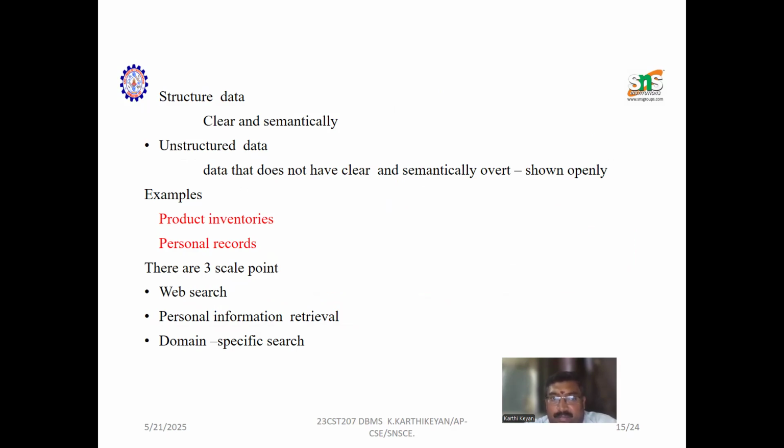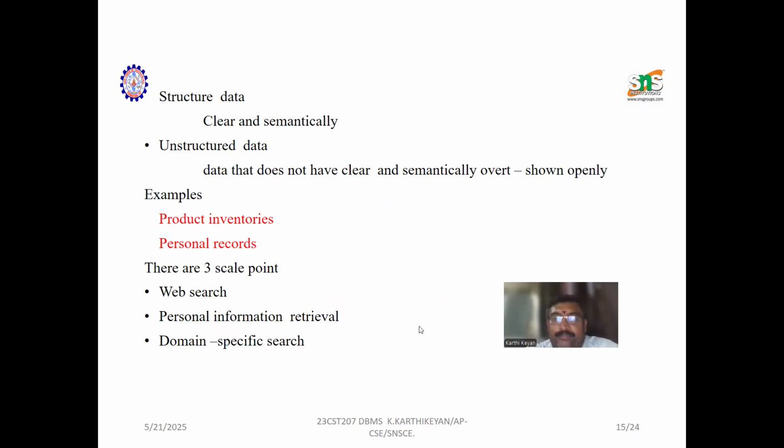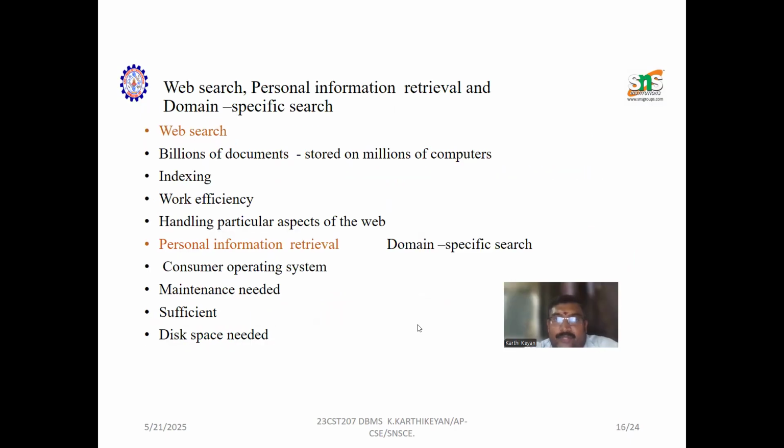We have three scope points. One is web search, and personal information retrieval. Second, domain-specific search. This is a web search based on billions of documents stored on millions of computers, indexed efficiently, handling particular aspects of the web. Personal information retrieval is based on domain-specific search and consumer operating systems, and the maintenance of the needed disk space in the area.